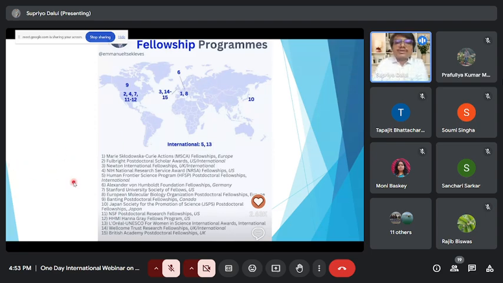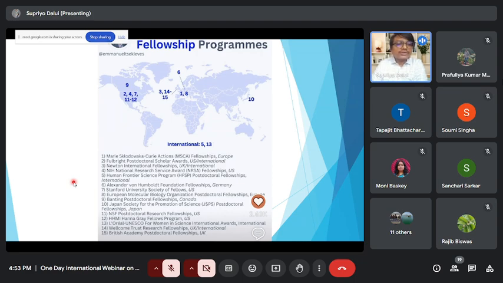I am particularly under the Swiss Government Excellence Scholarship Program. It is also a very good scholarship, and they provide scholarships for PhD also. So you can also apply for that. There is also one in Germany called Humboldt. Humboldt is also a good fellowship program.